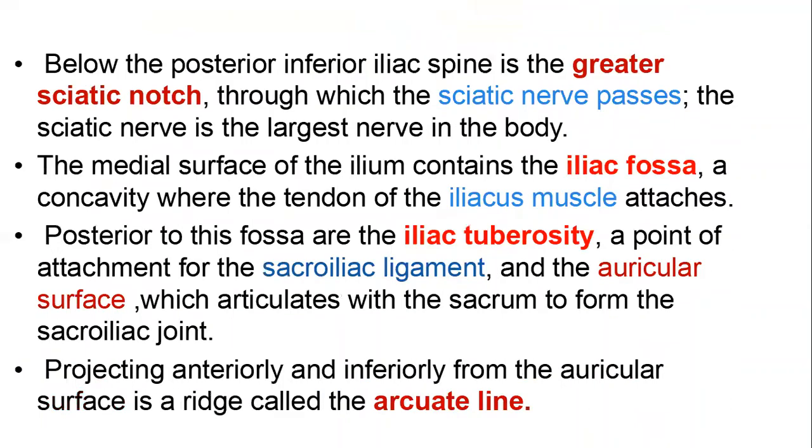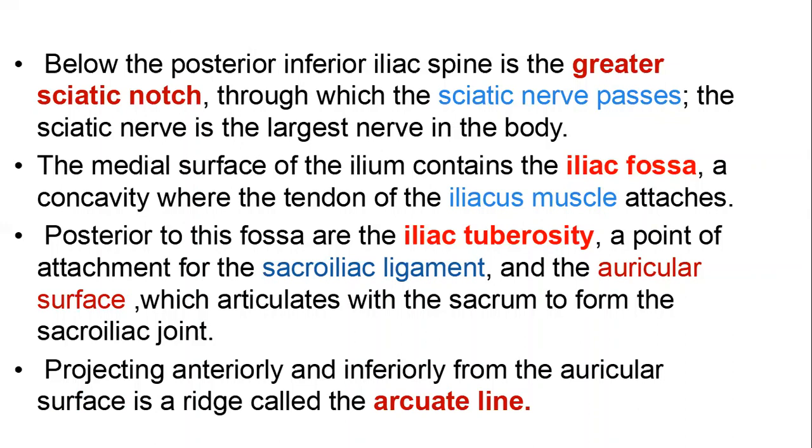Posterior to this fossa is the iliac tuberosity, a point of attachment for the sacroiliac ligament. So the ligament also attaches to the iliac tuberosity. The auricular surface articulates with the sacrum to form the sacroiliac joint. So we have the iliac tuberosity, and we have the auricular surface, whereby the auricular surface is the point of attachment to the sacrum that forms the sacroiliac joint.